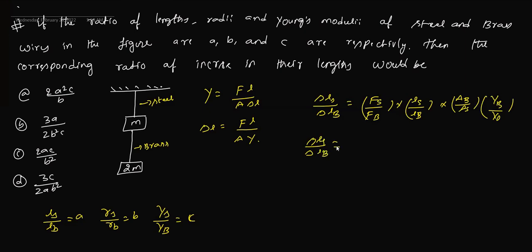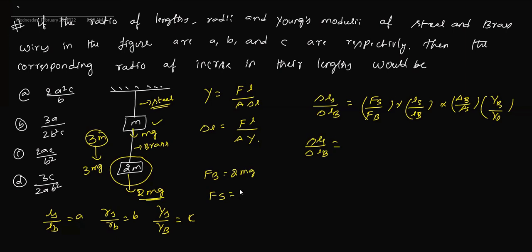What we have to know clearly is the net weight acting on each wire. How much is acting downward on the brass wire? 2 mg is acting here, so F brass equals 2 mg. But for the steel wire, we have to consider these two blocks as one block. So the total mass becomes 3m, and for 3m, 3 mg is acting downward, because one block is pulling by 2 mg and the other by mg. So F steel equals 3 mg. We have to realize this here.